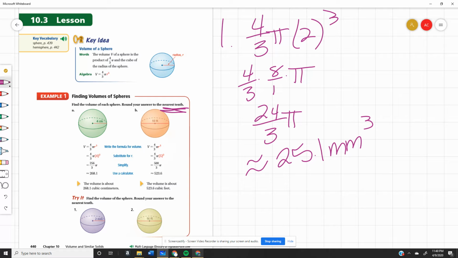Guys, this is why I need to be in class with you guys, because somebody would have stopped me and told me, it's screwy. 8 times 3 is 24. 8 times 4 is 32. But we're not in class together because we're social distancing. So 32/3 pi, which is going to give me a completely different answer.